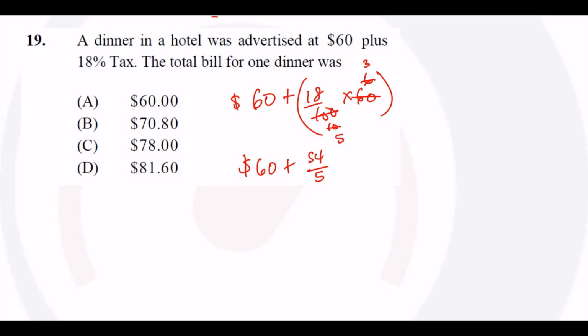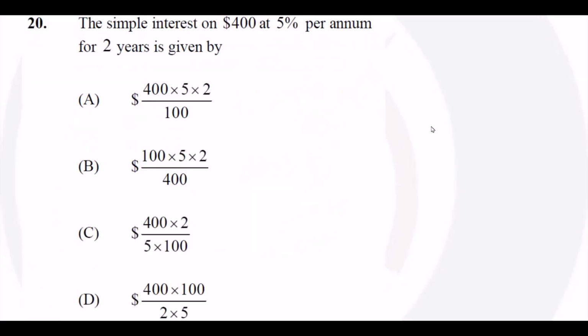54 over 5. And that's the same thing as $60 plus 10.8, and that gives us 70.8. So $70.80. So our answer matches B.